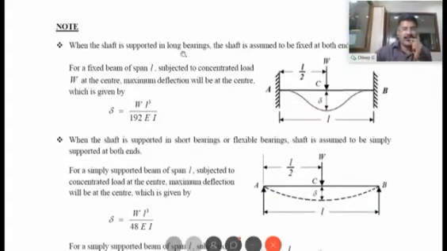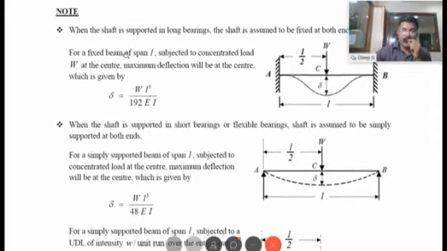Now, when the shaft is supported in long bearings, these are some things you have to remember in order to solve the problem. It's very, very important. Now, we have supported the shaft on 2 bearings. When the shaft is supported in long bearings, the shaft is assumed to be fixed at both ends, because these ends will not be yielding if they are supported in long bearings, just like what you see in this figure. Now, it can be assumed to be a fixed shaft or a fixed beam, fixed at both ends.